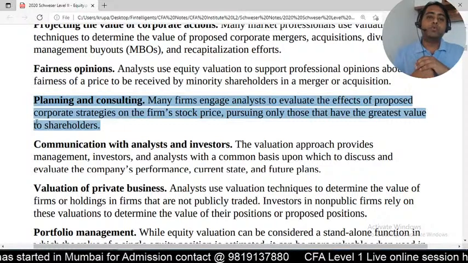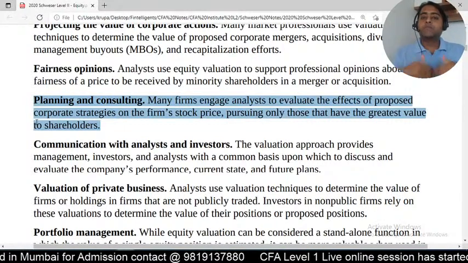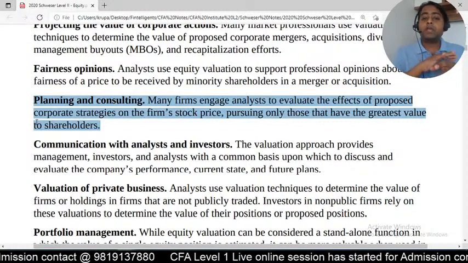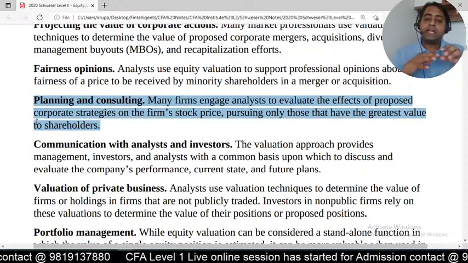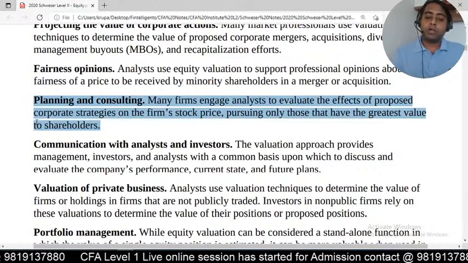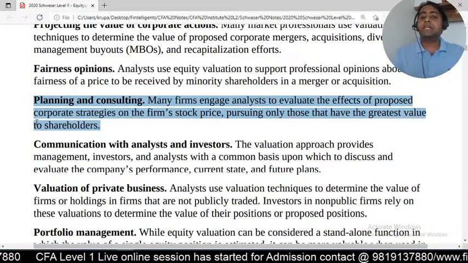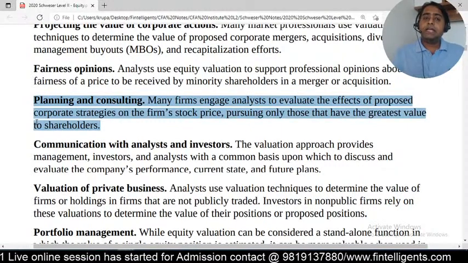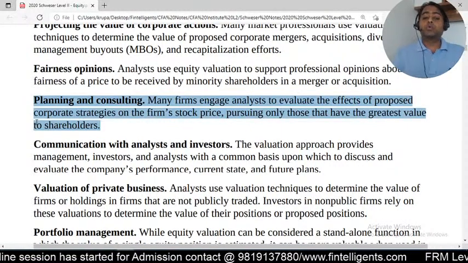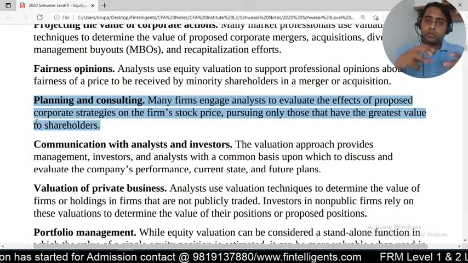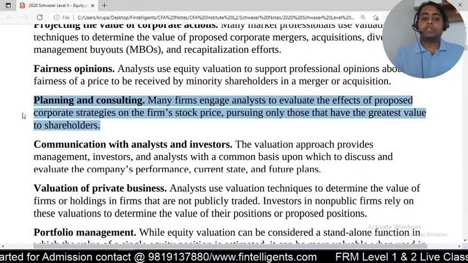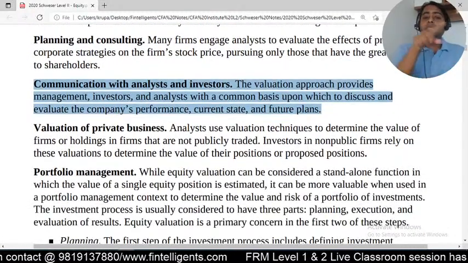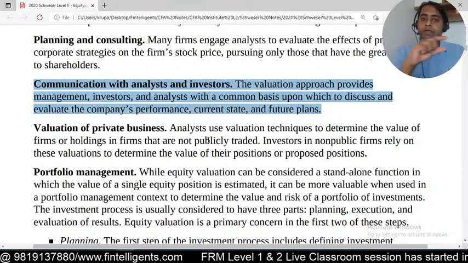Let us go towards the next part, communication with analysts and investors. Now obviously, when you talk about investors who wish to put money in your company, your management and all should always talk in a common language. That is where equity valuation becomes very important, because it identifies the current value of the equity, and on that basis they can discuss the future growth of the organization. So the equity valuation process helps them connect on a single price or single method. Read that paragraph.